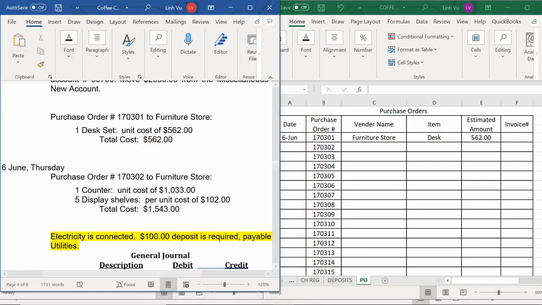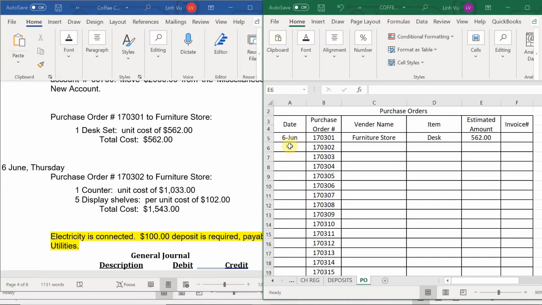So in this case, we're already on our second purchase order. I'm going to go ahead and pop it in, because once again, we know that we're just ordering, but we don't have a clue what the bill is. We didn't receive the items. We're just requesting. So in this case, same thing. We're purchasing this from the furniture store.